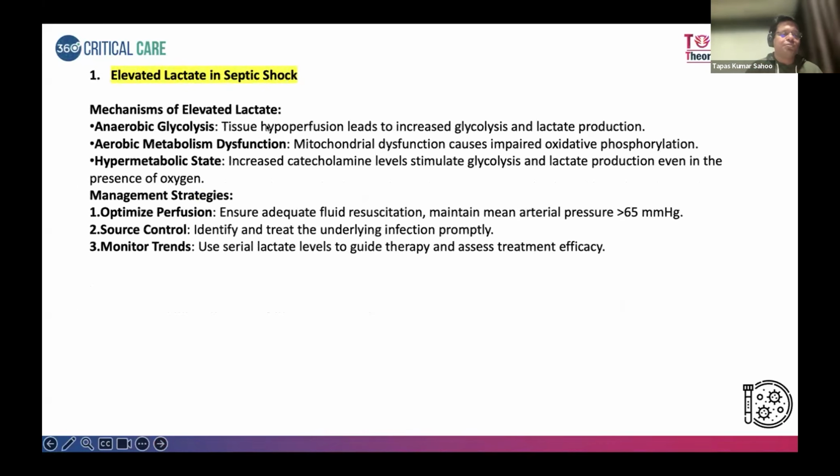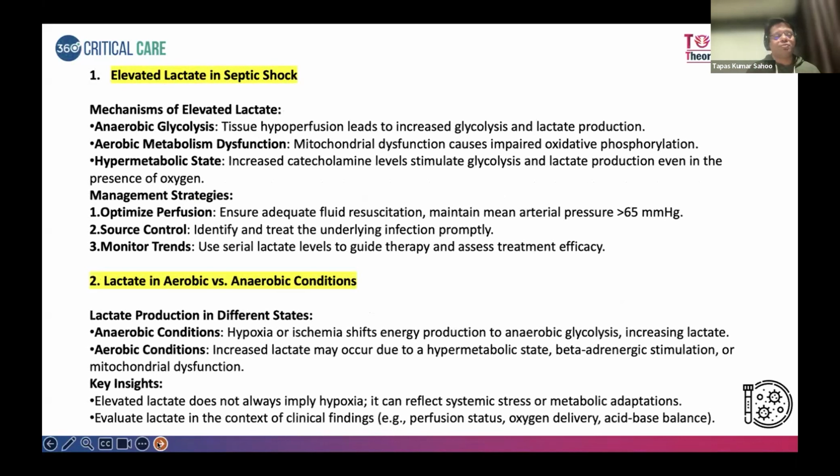So I'm just sharing this with you. I have already explained to you the elevated lactate level in septic shock. The second one I'm trying to show you is lactate production in different states, like anaerobic and aerobic conditions. Aerobic conditions I have already shown you: hypermetabolic states, exercise, fever, beta adrenergic stimulation, mitochondrial dysfunction.